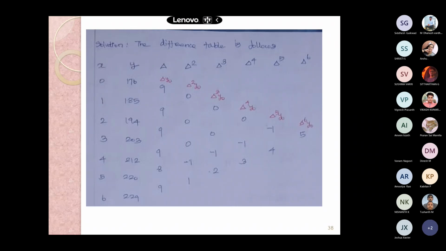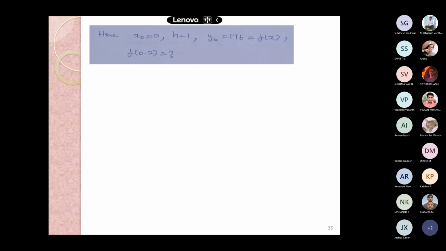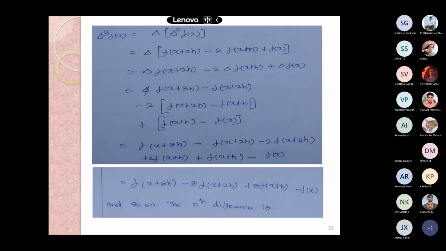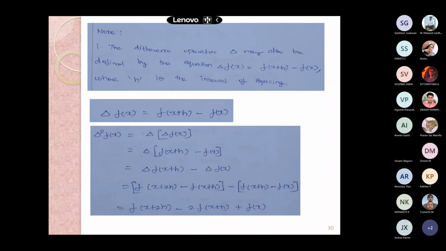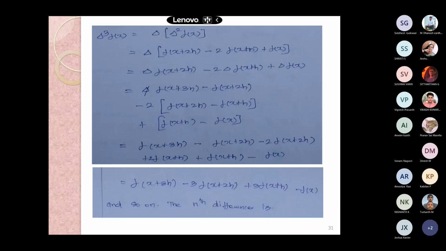This is the difference table. Whether it is Newton's forward or backward interpolation, you have to prepare this difference table first, and then apply these values in the respective formulas to find the unknown. Let me refresh the formula for finding the unknown. These are the basic formulas.